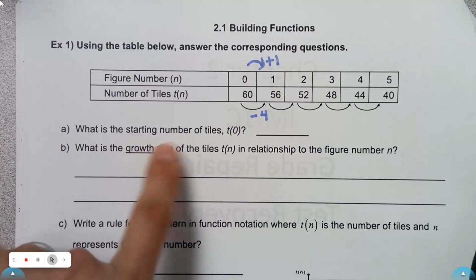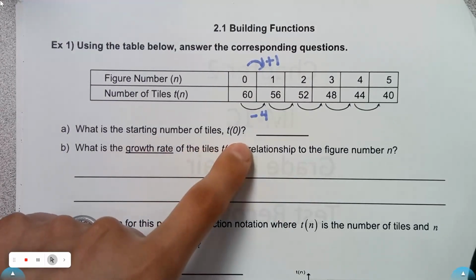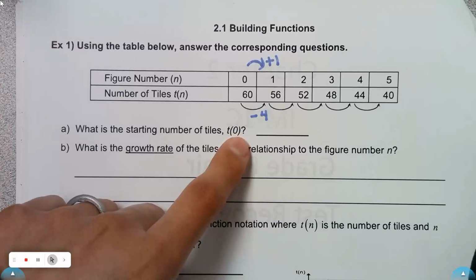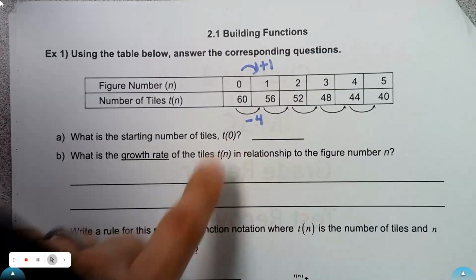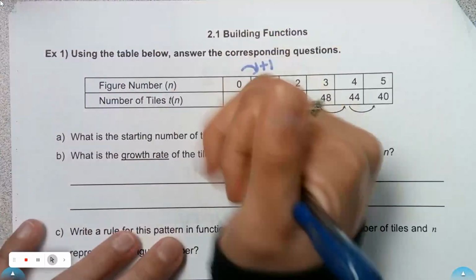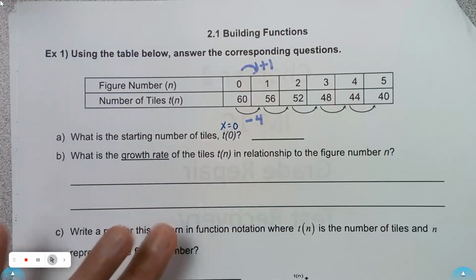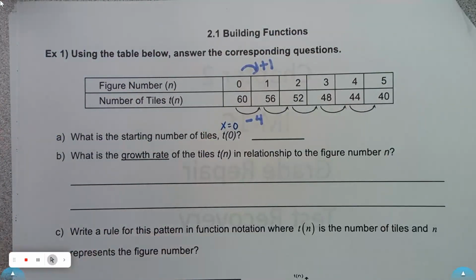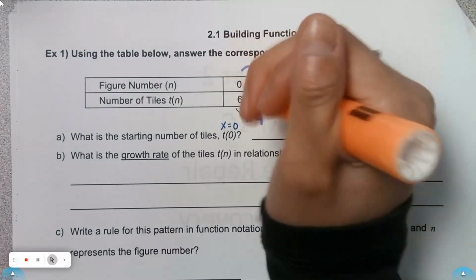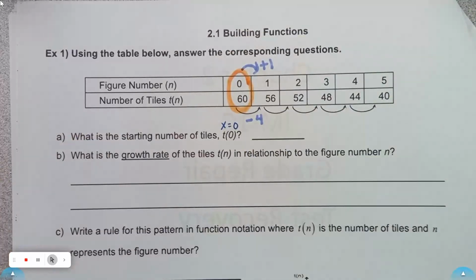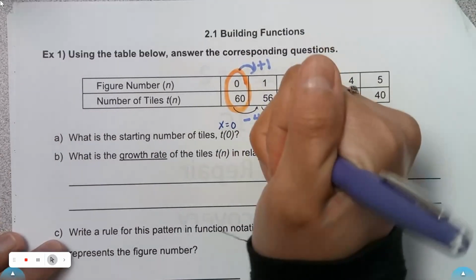All right, what is the starting number of tiles? So what is t of 0? So wherever x equals 0, this is the same thing as x equals 0. So I'm going to look at my table. Well, it's not x in this case, it's n. So n equals 0 right here. And so that's going to be 60 tiles.